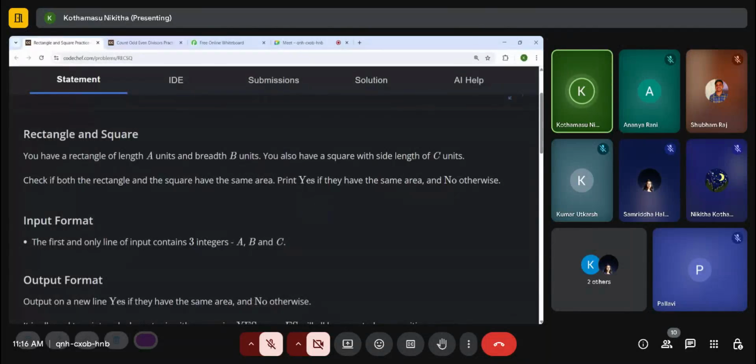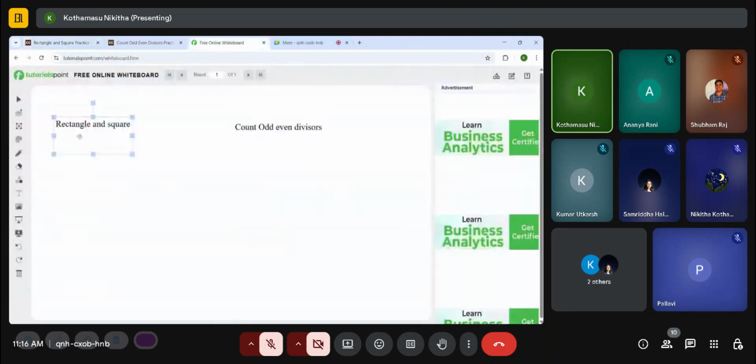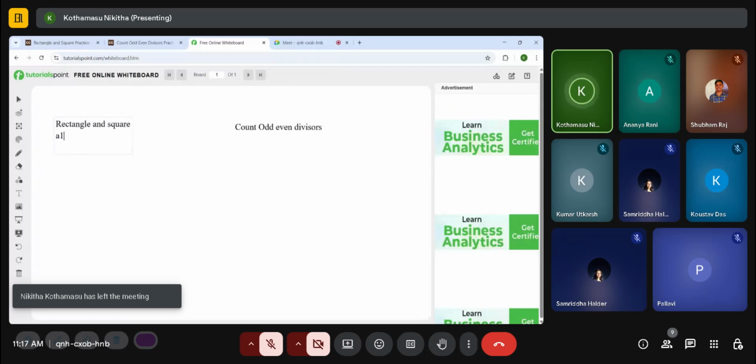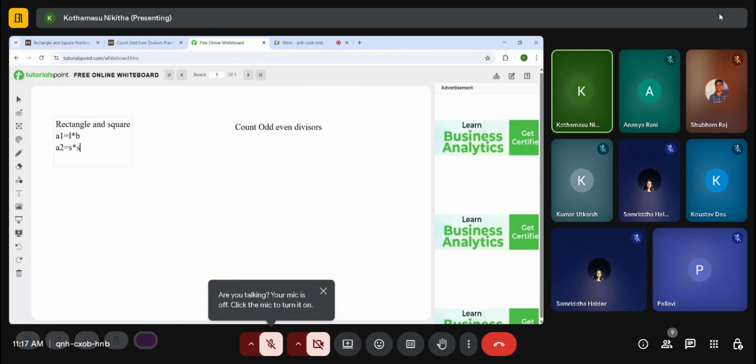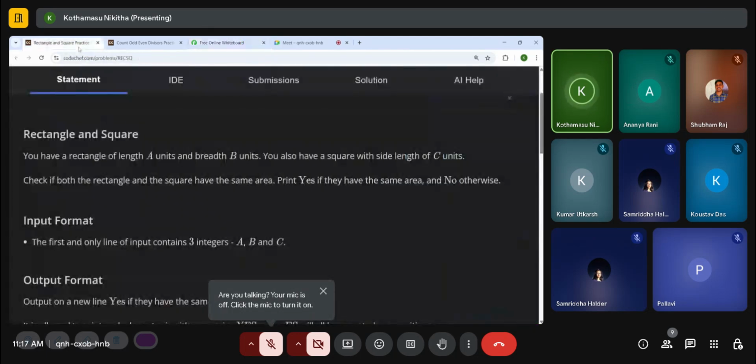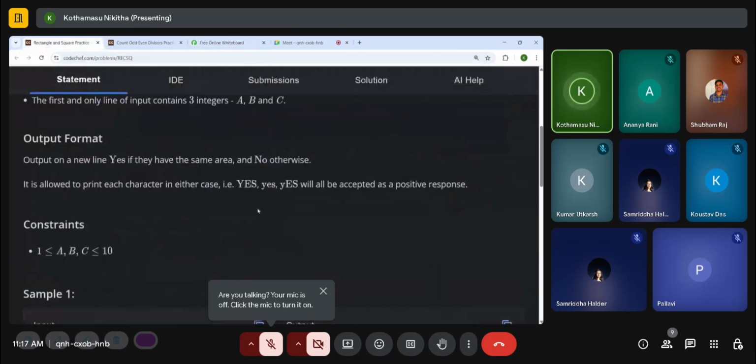The both areas are equal. So we know the rectangular area is length into breadth and the square is side into side. Suppose area of rectangle A1 is equal to length into breadth, and area A2 is equal to square side S into S. If both are equal, then we will be printing S, otherwise we'll be printing no.